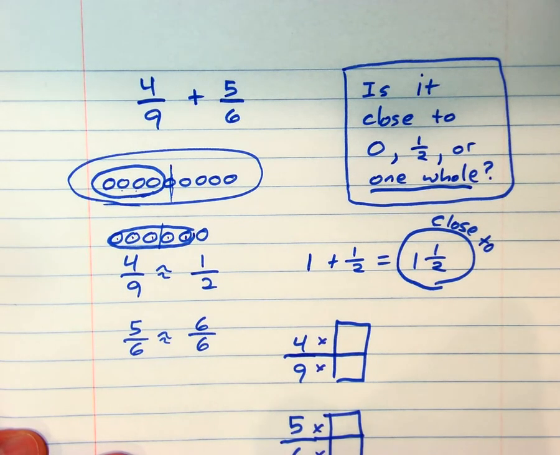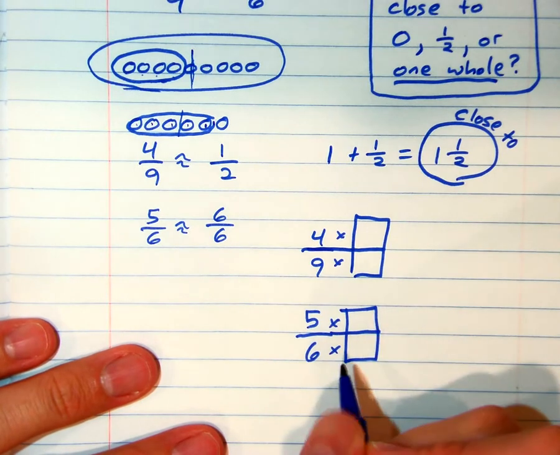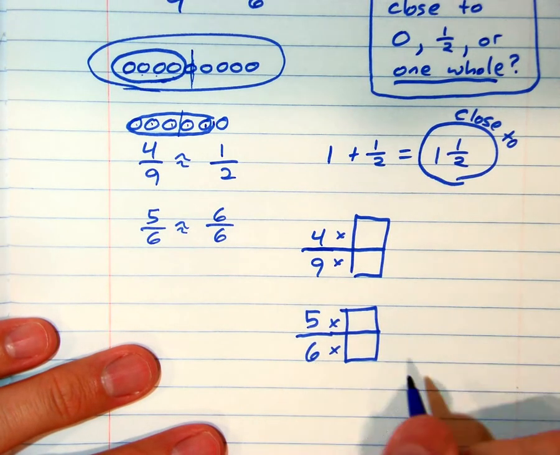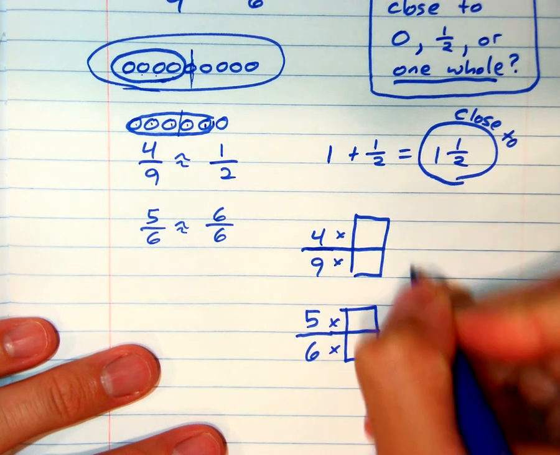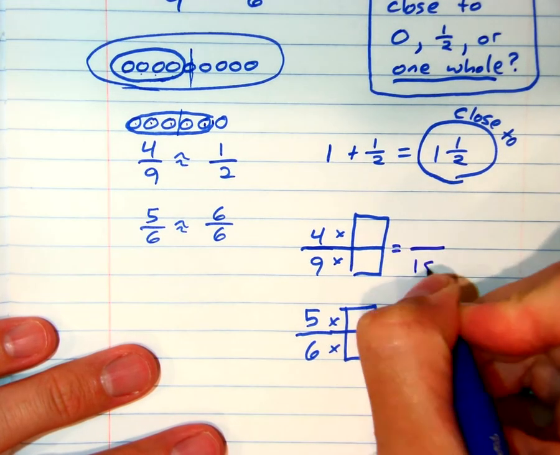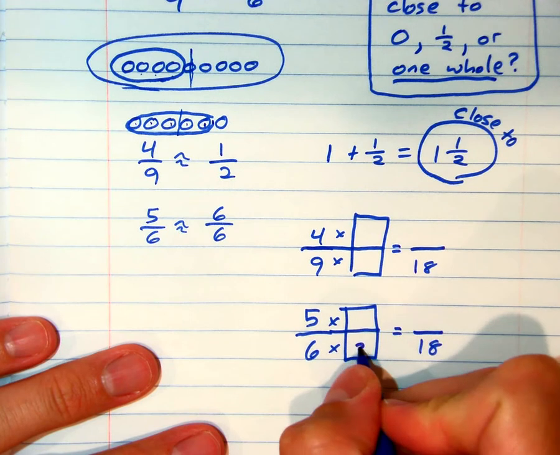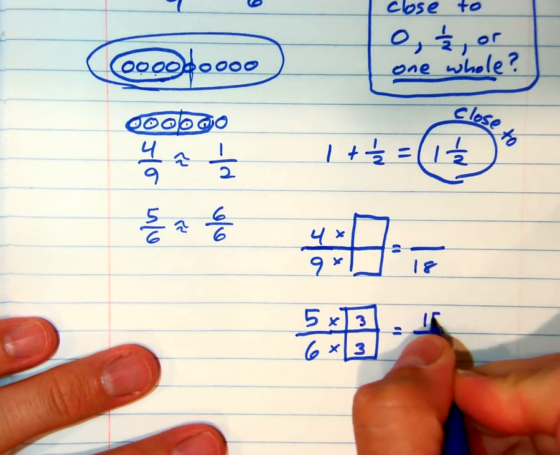If we think about 6 and 9, the smallest number that they have in common, that's a multiple. 6, 12, 18, 9, 18. I think we're trying to get to 18. So we need fractions of 18. 6 times what is 18? 3. 5 times 3 is 15.